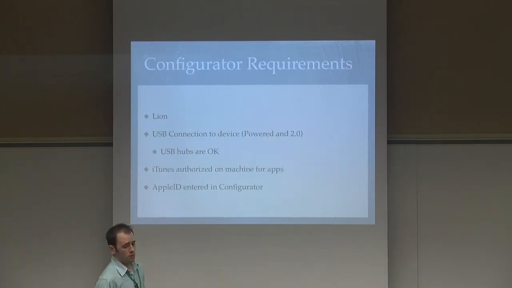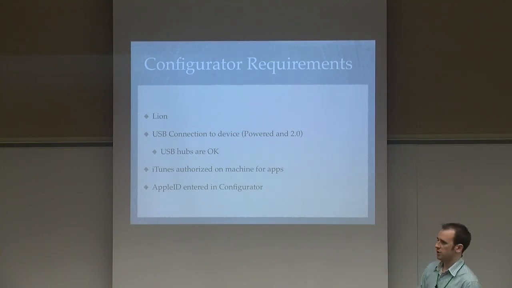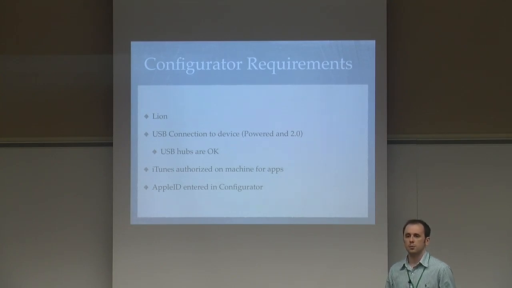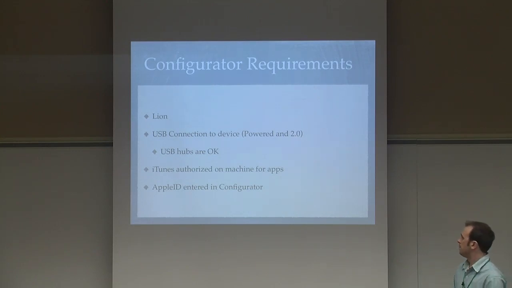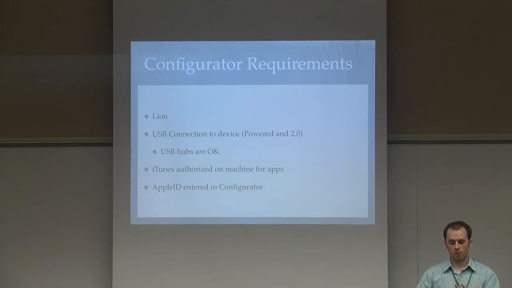Configurator requirements. What do you need to do? You have to have Lion. USB connection to the device. It is physical, you have to be wired in order to use it. And everyone, I've synchronized my own device wirelessly with iTunes, and I'm thinking, why would you ever want to synchronize 30 iOS devices wirelessly if it takes this long for me to do mine? iTunes has to be authorized on the machine for the apps that are being purchased. Sign into iTunes, authorize it with your institutional ID or your personal one that's going to have the ownership, and then you can buy those apps.